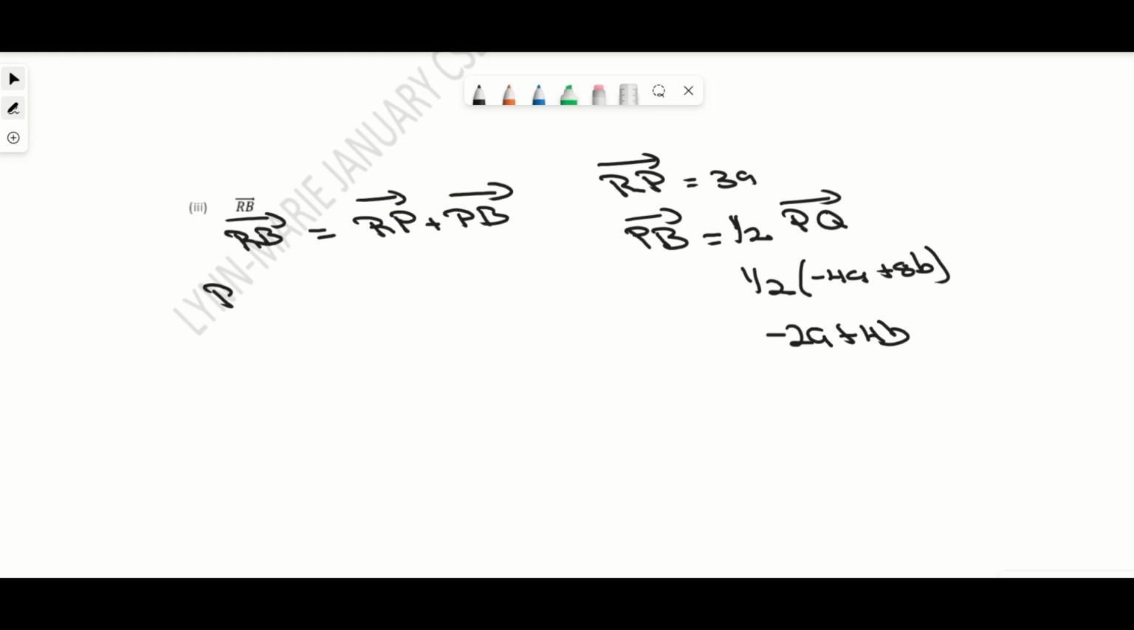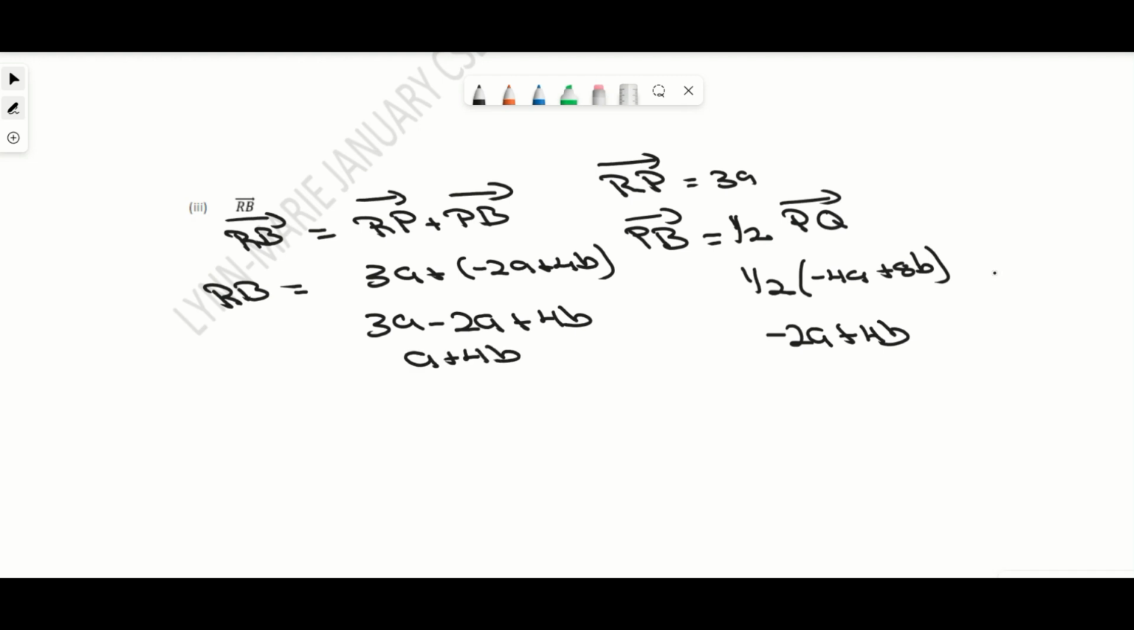So RB would be RP, which is 3A, plus -2A plus 4B. Then we're going to remove our brackets. That's 3A, a plus and a minus. A plus and a minus is minus 2A. A plus and a plus is a plus, so that's plus 4B, right? So 3A minus 2A is A plus 4B. And that would be your answer for part 3, vector RB.